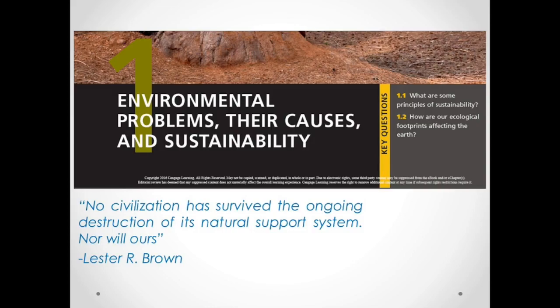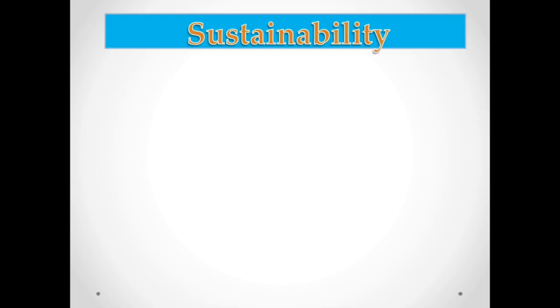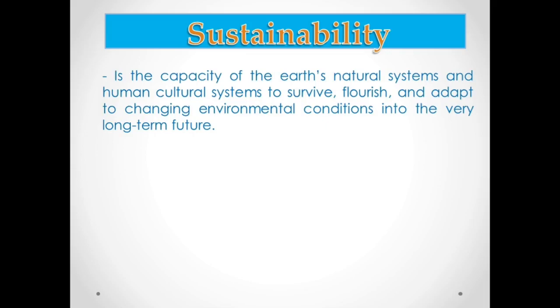According to Lester R. Brown, no civilization has survived the ongoing destruction of its natural support system, nor will ours. So, what is sustainability? As I have mentioned earlier, the main theme for this book is actually sustainability. Sustainability is the capacity of the Earth's natural systems and human cultural systems to survive, flourish, and adapt to changing environmental conditions into the very long term future.